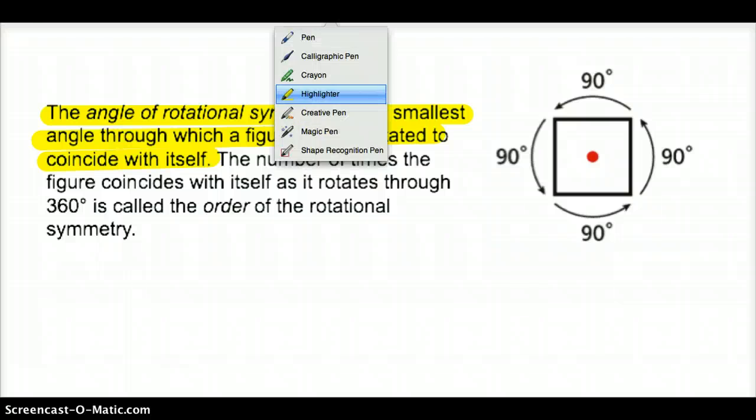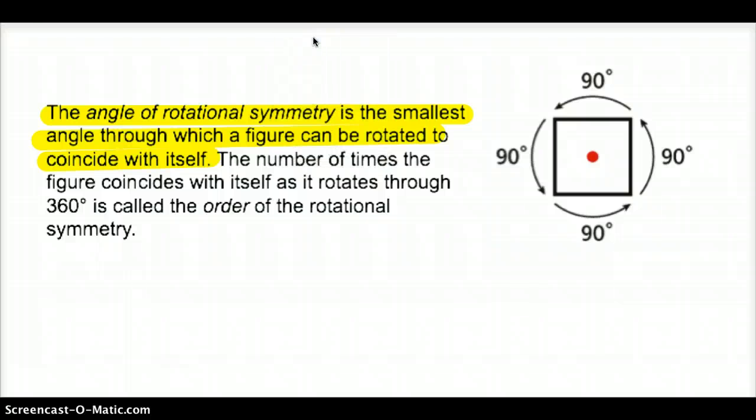If you look at the square, if you rotate it 90 degrees, or if you want to think of it as a quarter turn, the image would coincide with itself or with its pre-image. And you notice that if you shift it another 90 degrees, again, it coincides with its original figure. And another 90 degrees, and it's still the same as the original pre-image. Now this is getting at this.